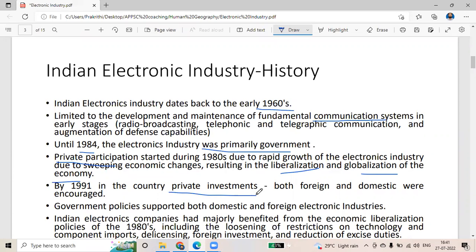Private people also started investing in the electronic industries, especially during the 1990s. After we adopted globalization, privatization, and liberalization policies, foreign direct investment also we have adopted. इसके वजह से there was immense growth. Government has made different policies which support the domestic and foreign electronic industries.